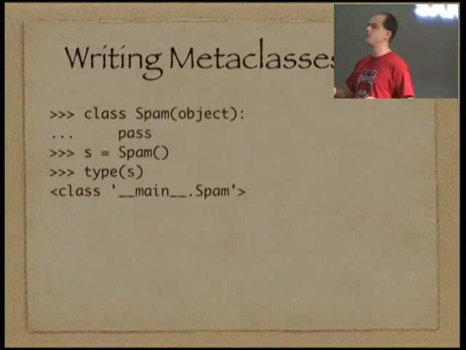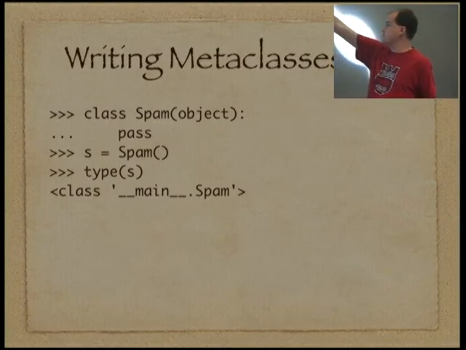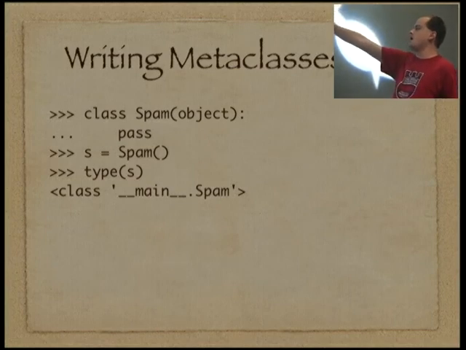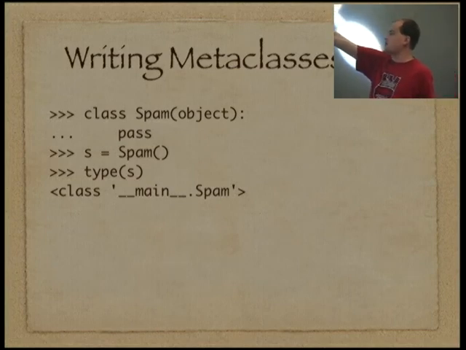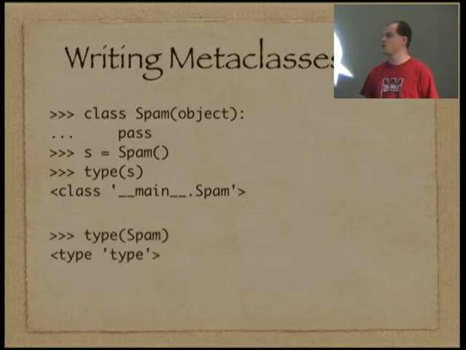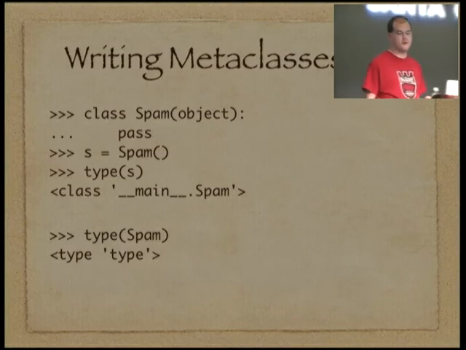Remember I said that type is a built-in in Python, and it's the top of the tree. So if I make a spam class that has nothing in it, it just inherits from object, I declare an instance of it, which is s equals spam. If I ask the Python interpreter what the type of s is, it's going to tell me that it's the spam class. What if I ask it what the type of the spam class itself is? Well, then it's going to tell me that it's a type of type, because type is the metaclass for the spam class.